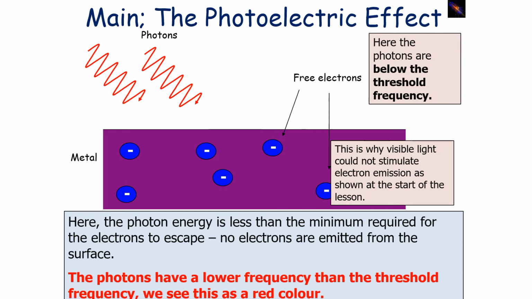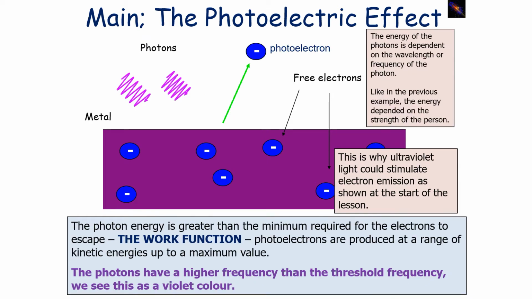So in this example, the photon energy is less than the minimum required for the electrons to escape, so no electrons are emitted from the surface. The photons have a lower frequency than the threshold. In this situation, the photon energy is greater than the work function, so photoelectrons are produced at a range of kinetic energies up to a maximum value. So the photons have a higher frequency than the threshold.